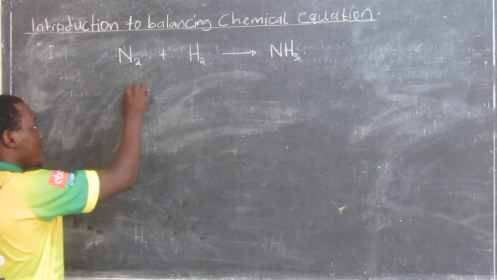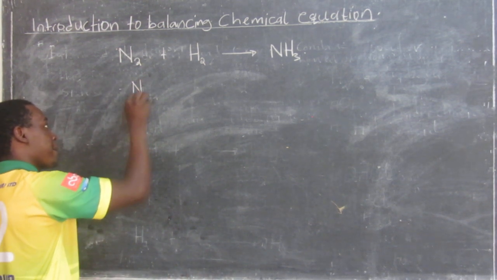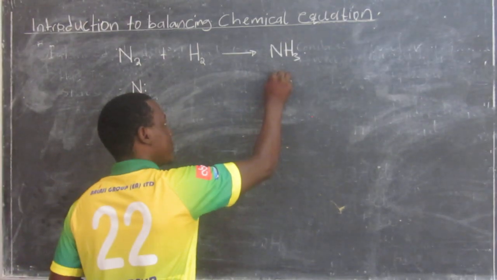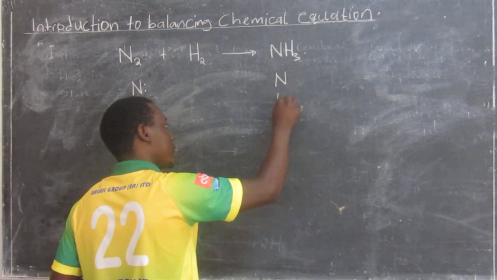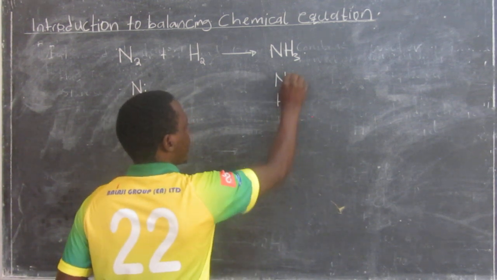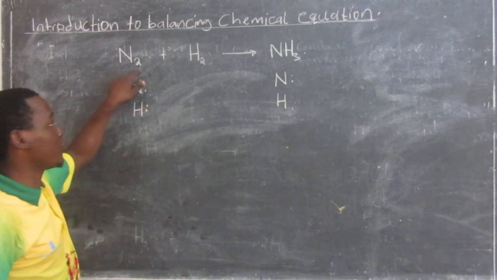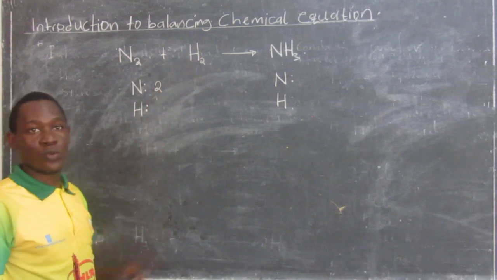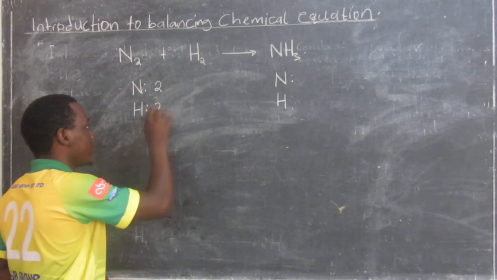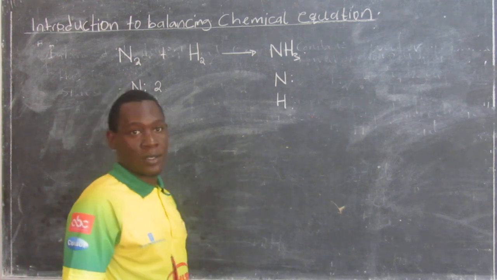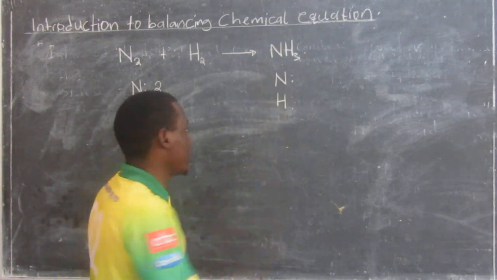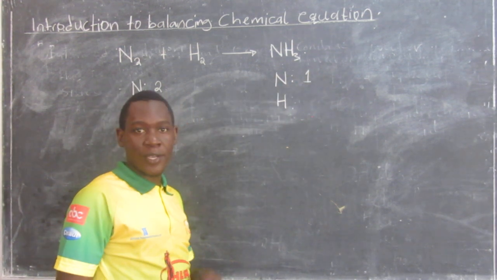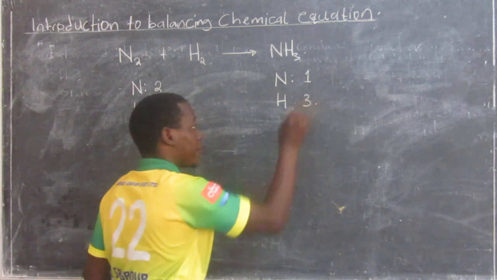In this case, we have nitrogen here, which is N. Also, we have hydrogen. On this side, we have also nitrogen, and also we have hydrogen. Since we have N2, meaning that we have 2 nitrogen atoms, we put it to here, and H2, meaning that we have 2 hydrogens, we put it to here. The same thing applies here. We have N, but we have 1 nitrogen, put a 1 here, and also H3, meaning that we have 3 hydrogens, we put a 3 here.